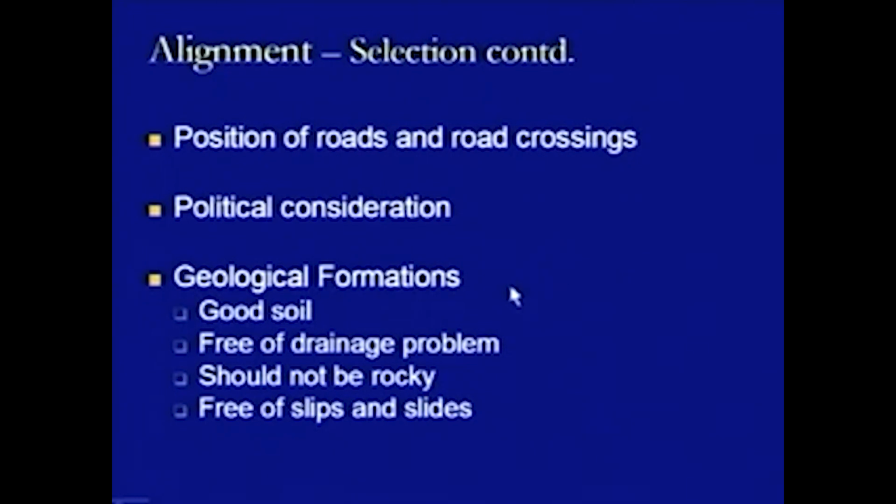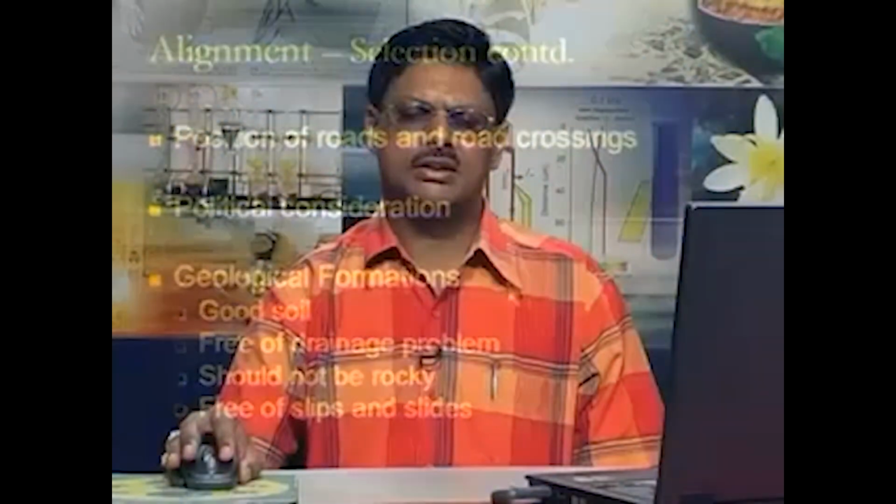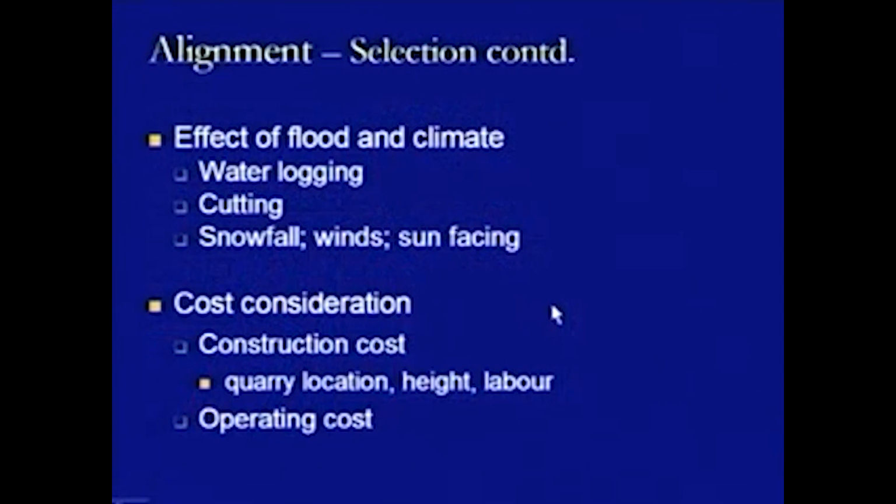Then geological formations is another reason. We have to look for good soil. It should be free from drainage problems. There should not be rocks, and there should not be slips and slides in the area, especially in the case of hilly terrain. Otherwise the alignment will not be safe. And finally, we have to look at the hydrological conditions in terms of waterlogging, snowfall, or the sun facing condition of the alignment.